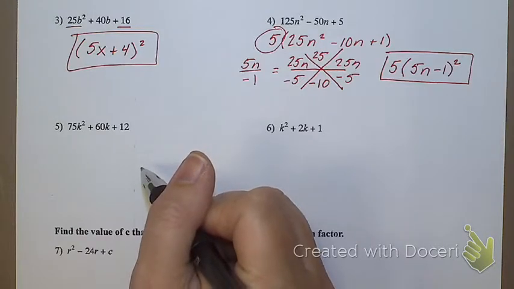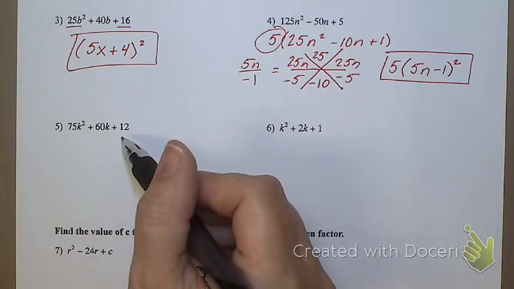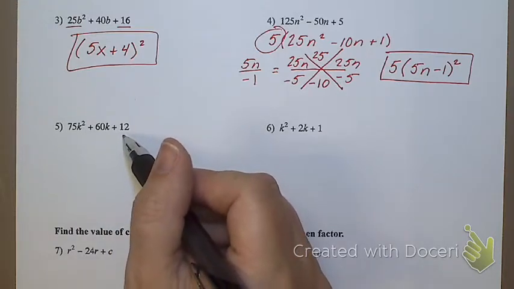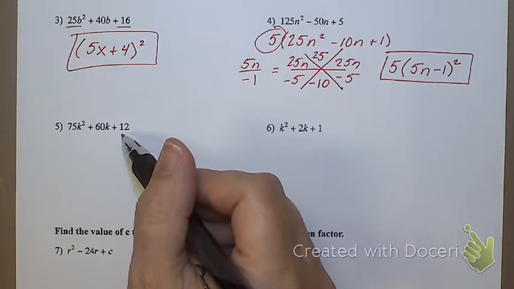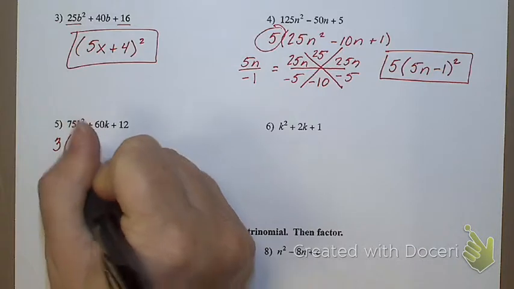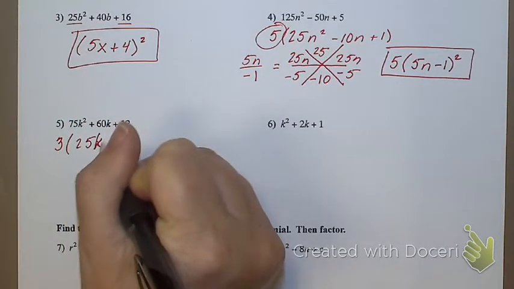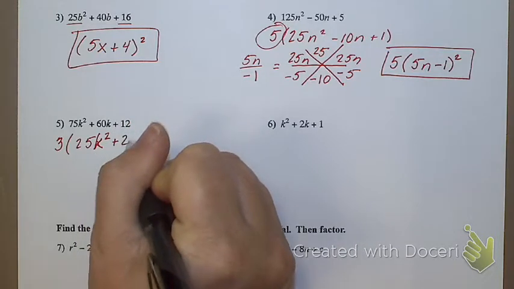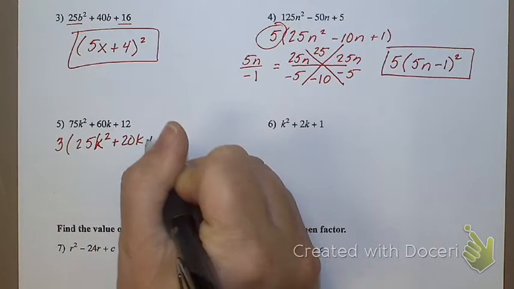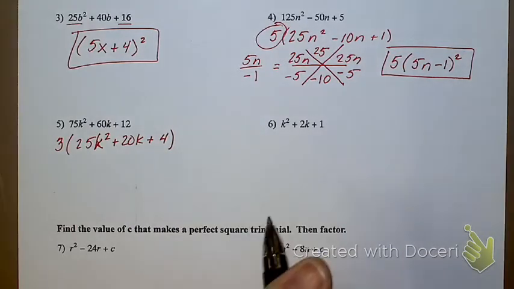Way better. All right. So let's see. Can I take anything out? Yeah. What can I take out? A 3. So I have 25k squared plus 20k plus 4. All right, you try and factor this one.